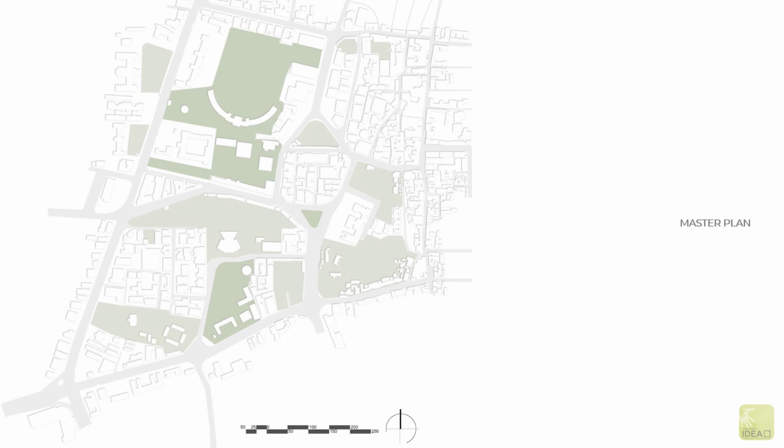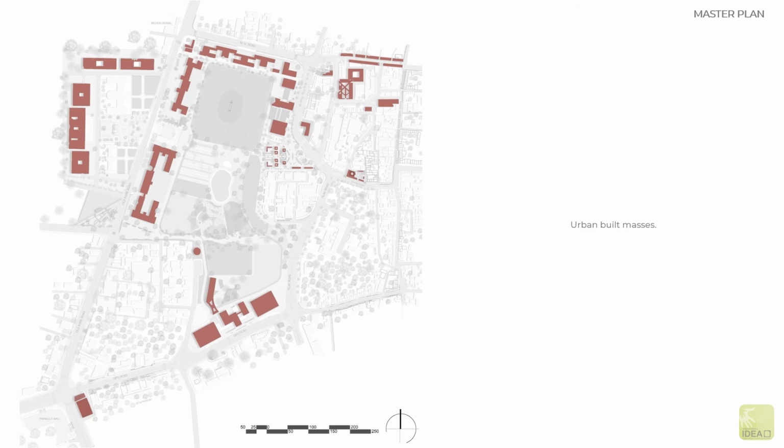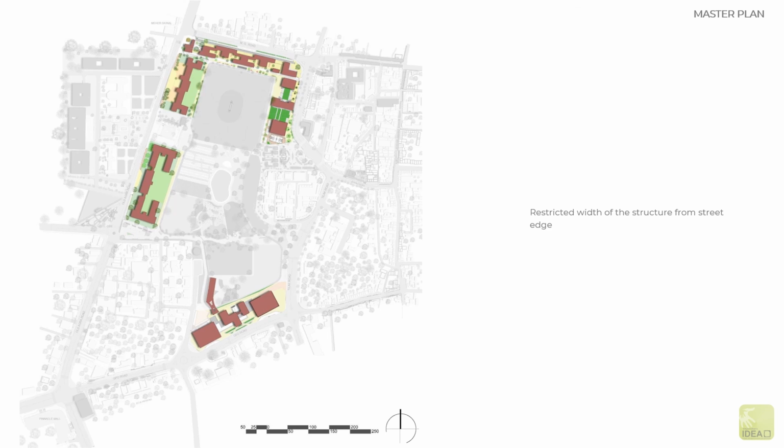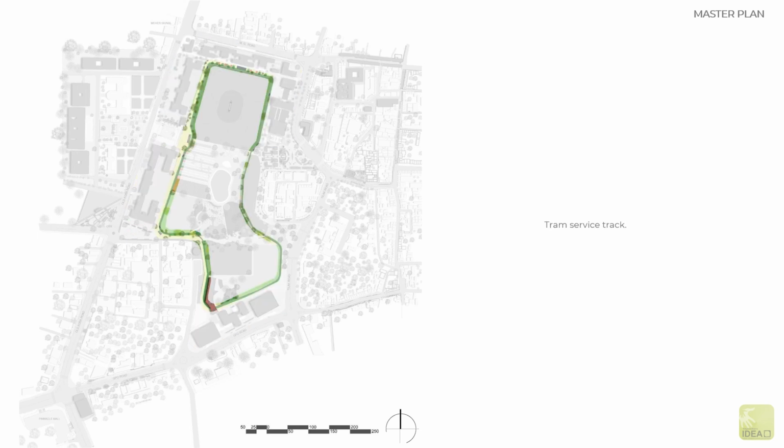Presenting our proposed master plan. The highlighted urban built masses have been introduced by merging, relocating, or intervening with new urban built forms. Buildings have been restricted to 80 meters from the street edge on main streets and 50 meters on secondary streets to prevent urban encroachment in the central open space. To achieve that, a tram service track has been introduced, which connects all the nodes within that space.